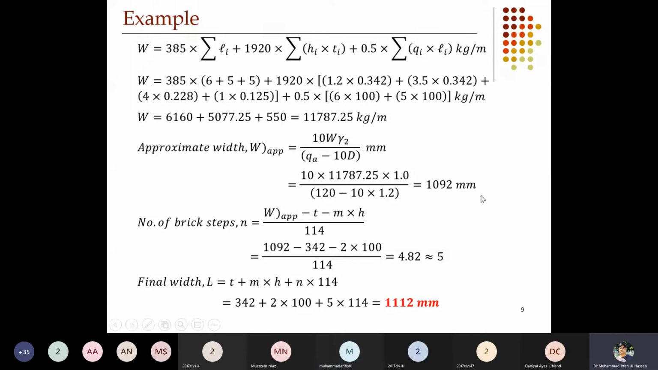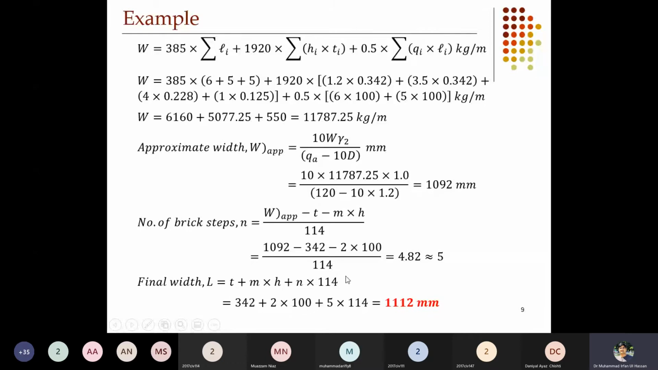Then the approximate width is computed. 10 into W, total load, into gamma 2, because this is an interior wall, so it is 1, and Q allowable minus 10 D, and this is the approximate width. Then you compute the number of steps which are needed: width minus thickness minus 2 into 100, and the final divided by the step width is 114, so 5 steps, we round it up.